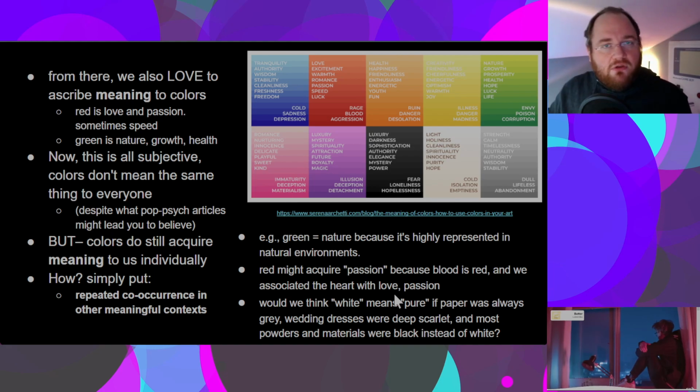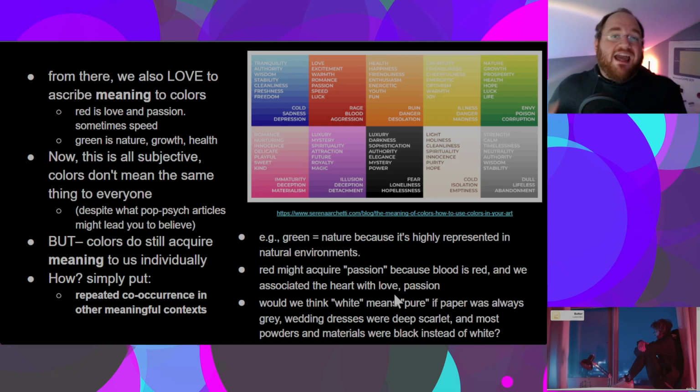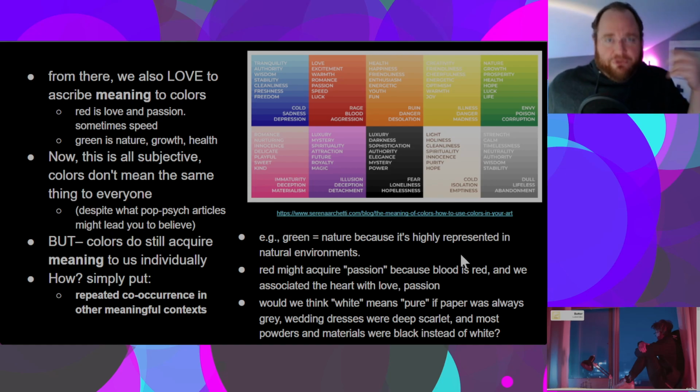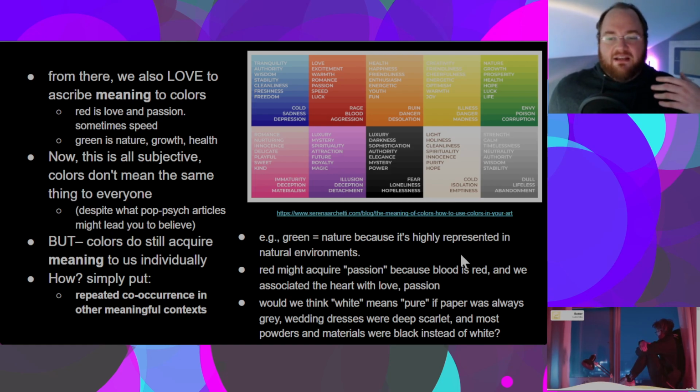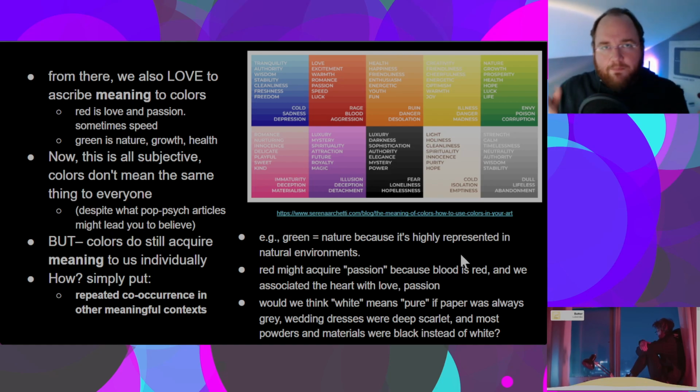Green is natural in our minds because it's highly represented in natural environments. When we go to nature, we see lots of green, right? Red might acquire this passion concept because of its correlations. Blood is red. We associate the heart with love and passion, that kind of stuff. Here's the question, though. Would we think white is sort of pure if blank paper was always gray, if wedding dresses were all deep scarlet, and if most powdered materials came back as a dark black instead of a bright white?